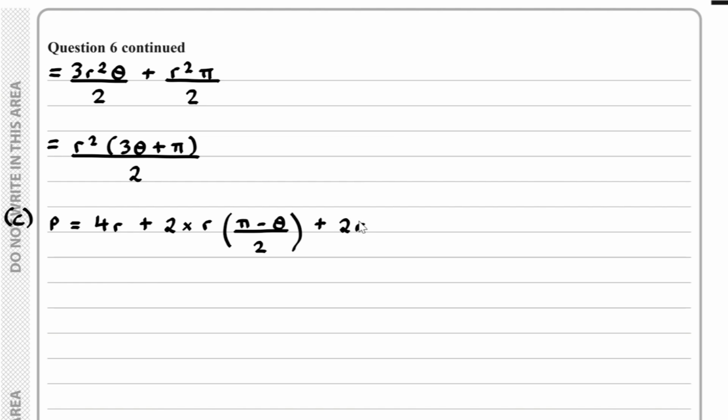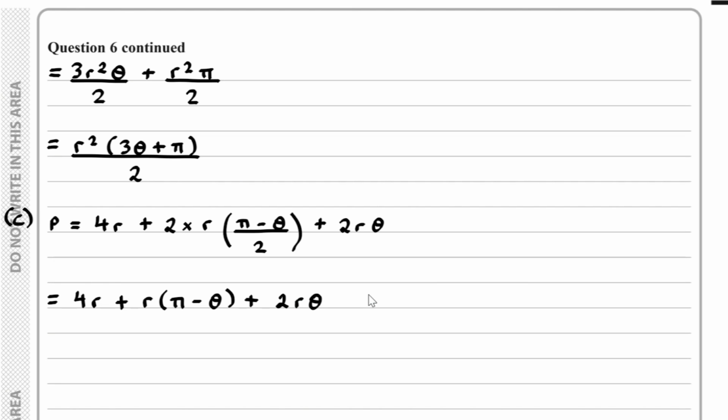Of course, the radius of that is 2r. We multiply it by theta. So if we work out what this is, we have 4r. 2 divided by 2 is 1, so we add on r lots of pi minus theta, and then we've got 2r theta.